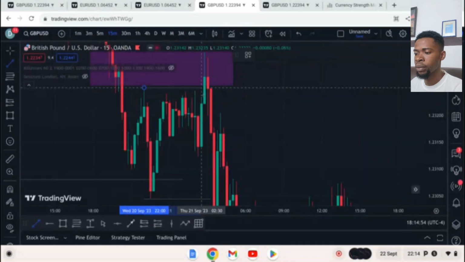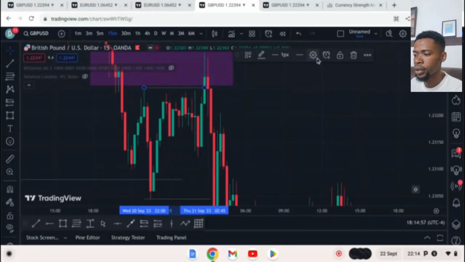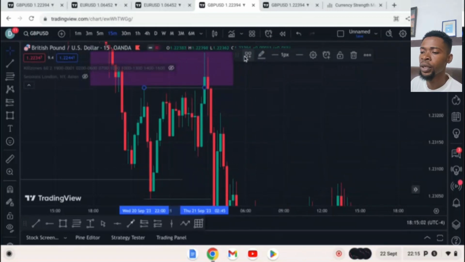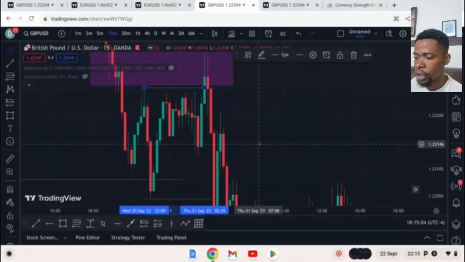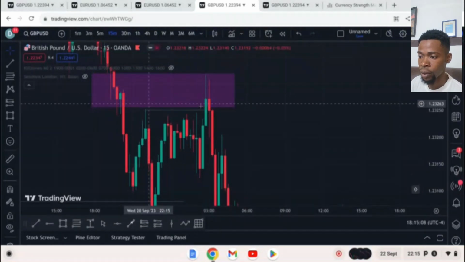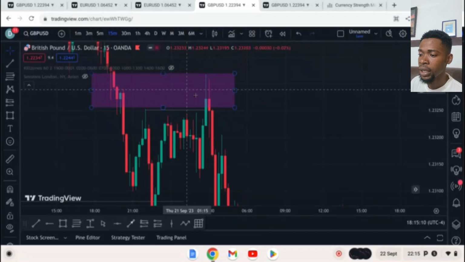So this is also what? A buy side liquidity over here. So this market took out this buy side liquidity into this fair value gap here. There's a fair value gap here on the 4-hour. So it took out this liquidity into what? This fair value gap.